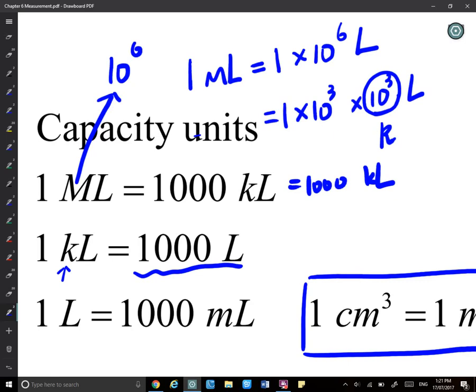1 megaliter is 1,000 kiloliters. 1 kiloliter is 1,000 liters. 1 liter is 1,000 milliliters. It's all a 1,000 relationship. Mega, kilo, liter, and milli. 4 things.